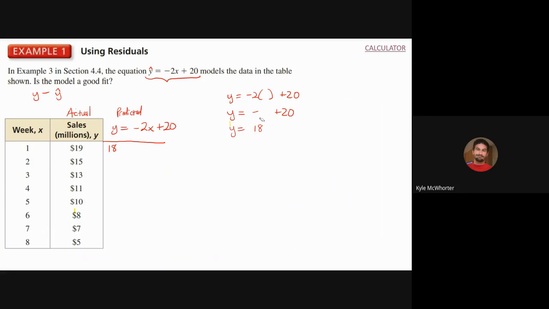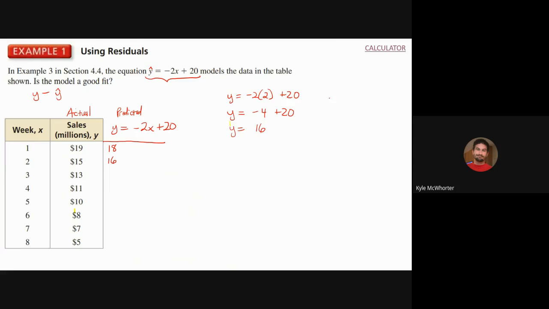So what about when X is 2? Then we're doing -2 times 2 plus 20. -2 times 2 is -4. -4 plus 20 is 16. So this one would be 16. And you'll start to see a pattern develop here.